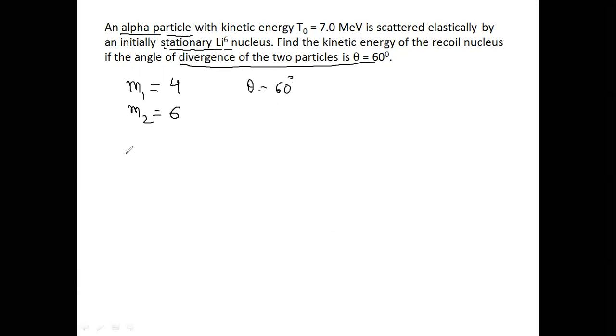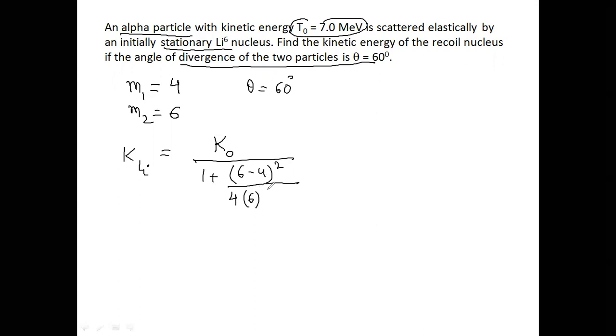Using the previous result, the kinetic energy of lithium will be the initial kinetic energy K naught, which is the same as T naught, divided by 1 plus (m2 minus m1) whole square divided by 4 times m1 m2, and then cosine square of 60 degrees. This K naught is 7 mega electron volt. Put in the values, simplify it, and you will get the answer as 6 mega electron volt. That is the answer for this specific question.